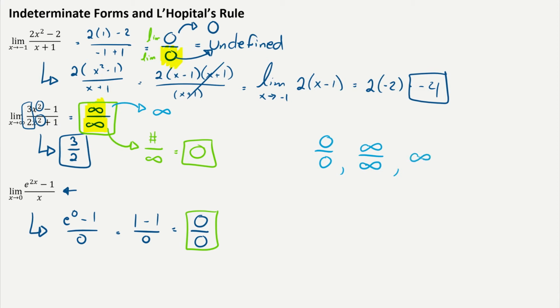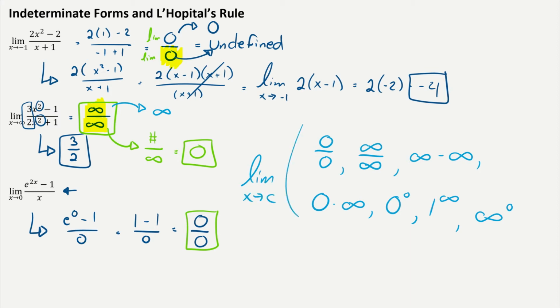But we also have infinity minus infinity. We have 0 times infinity, we have 0 to the 0th, 1 to the infinity, and then we have infinity to the 0 power. So all of those are when you're taking a limit as x approaches some number of a couple functions. And if one function goes to 0 and the other to 0, it's indeterminate.